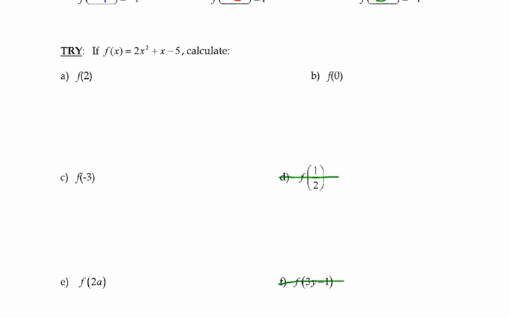Okay, let's try this. So now we're going to do algebraic. Given that f of x is equal to 2x squared plus x minus 5, find f of 2. How about when I find that? Just insert 2 for who? X, every single x we see. So wherever I see an x, we're going to sub it in as 2.